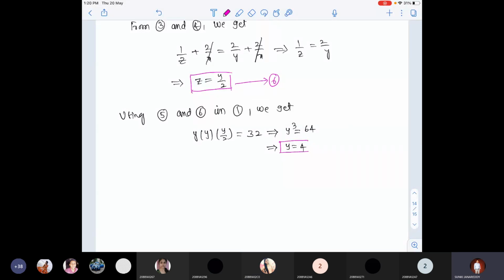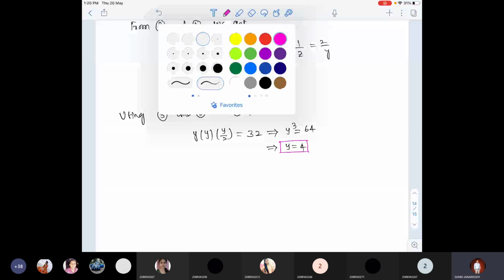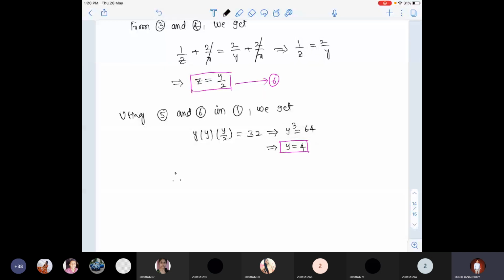Therefore, x is equal to y, that is equal to 4, and z is equal to what? Here y by 2. y by 2 means 4 by 2, that is equal to 2. Okay, now x, y, z values we know.